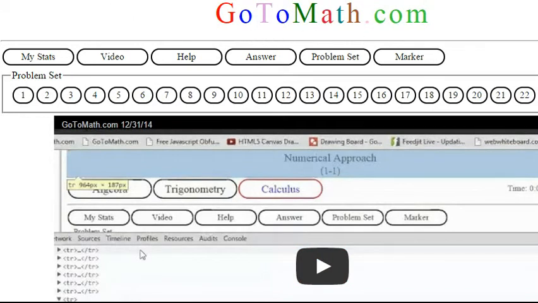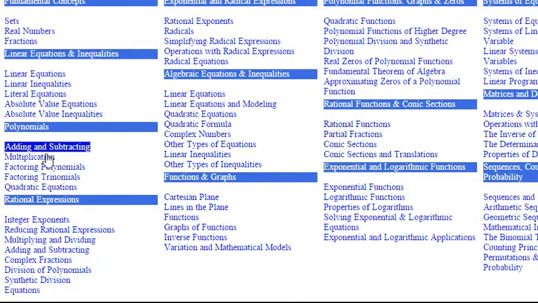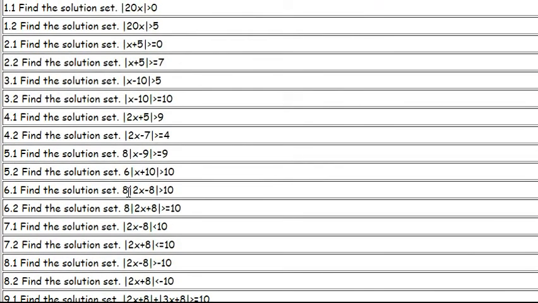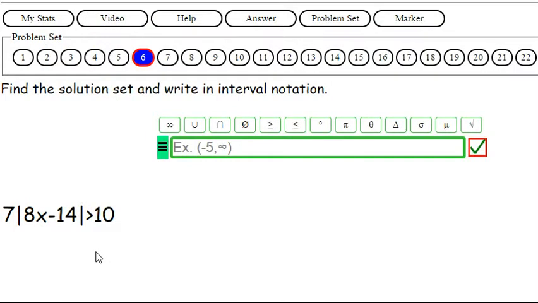Okay, we're over here at gotomath.com. Click on Algebra. Let's go down to absolute value inequalities. And I believe we're doing 6.1. Right, so we'll want to write this one down. 7 times the absolute value of 8x minus 14 is greater than 10. Okay. Let's bring up the whiteboard.